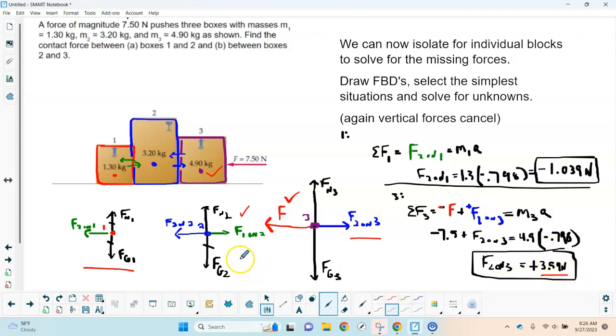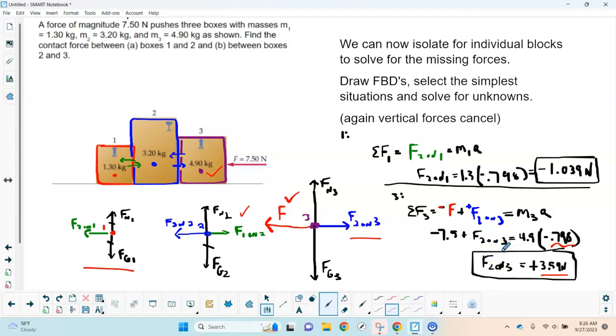If you wanted to check it, you put 3.59 newtons here, and it's negative, and you put the 1.039 here, and it's going to the right. The difference in those two is the net force, and you can divide it by this 3.2, and you will get the same acceleration of negative 0.798. That is the way that this works.